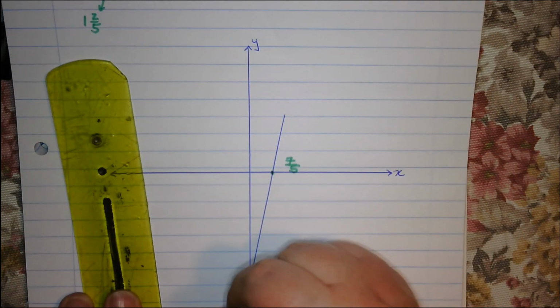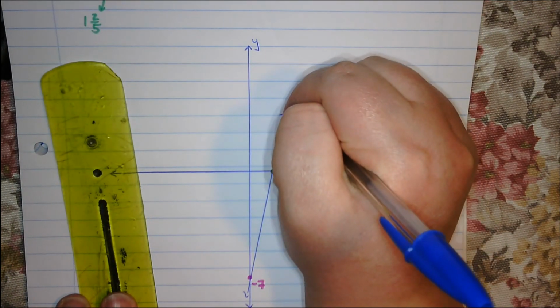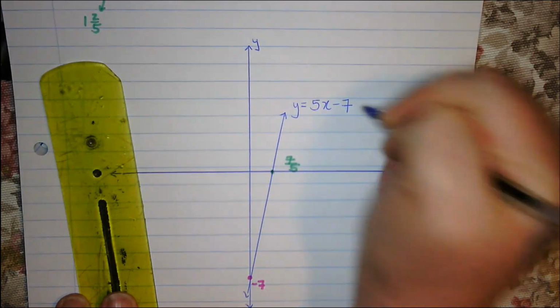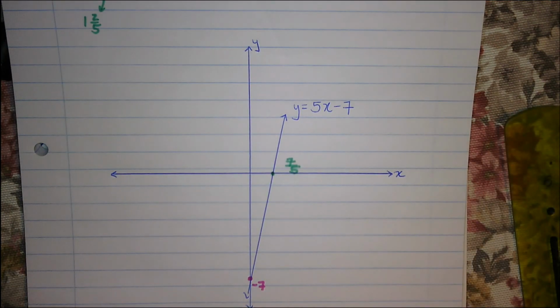And then if you do have more than one line on a set of axes, you must label them so that it's easy to distinguish between them.